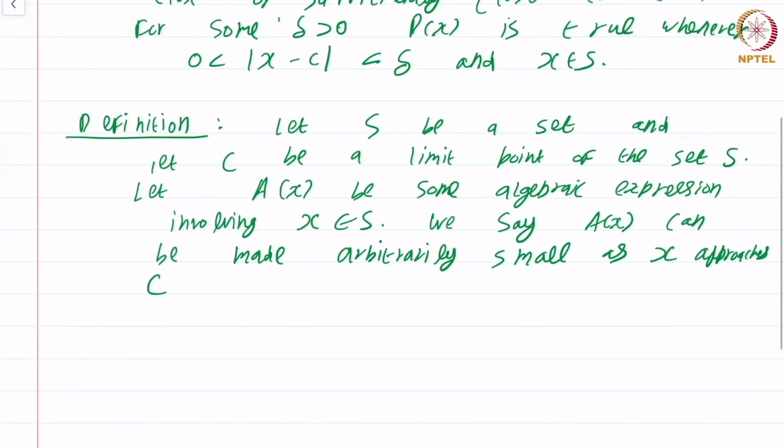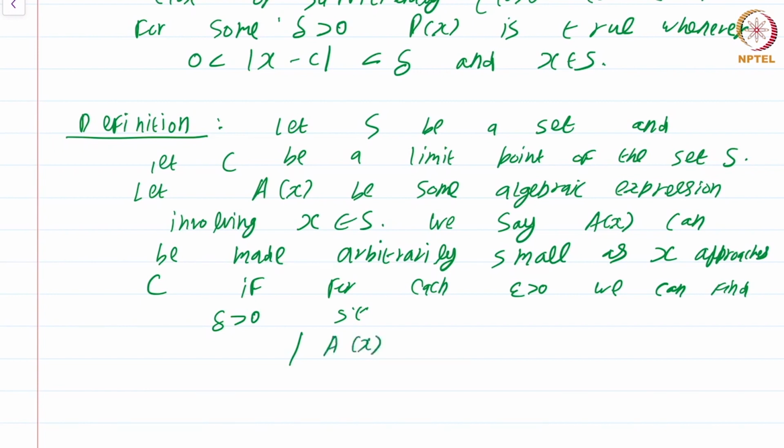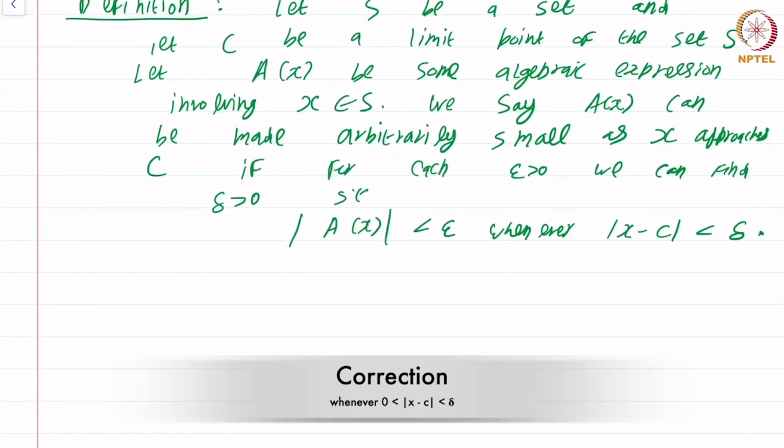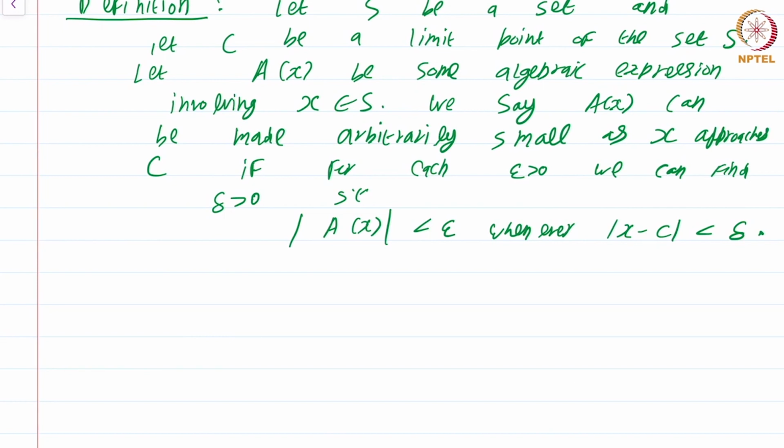Now this should be very familiar. If for each epsilon greater than 0, we can find delta greater than 0 such that mod A of x is less than epsilon whenever mod x minus C is less than delta. Okay, so this is just giving another meaning for the term limit. This is just saying that the limit as x goes to C of A of x is 0. We are just calling it can be made arbitrarily small.